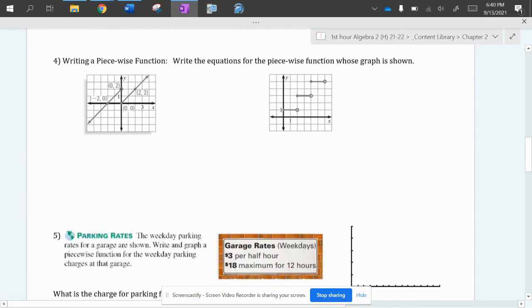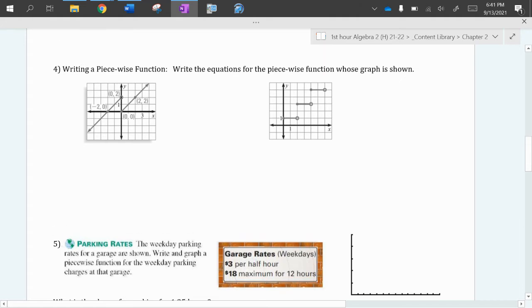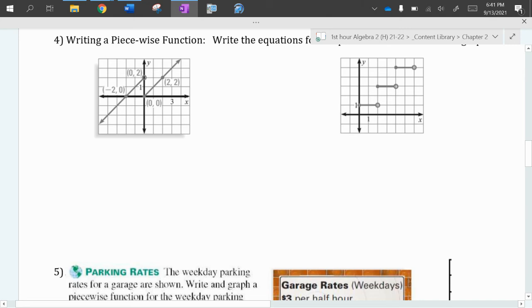So the next thing we're going to do is write a piecewise function for the given graph. Okay, so let's start with this first one. It looks like the open circle and the closed circle are when x equals 0. So when I write my function, f of x equals, I know that one of the inequalities is when x is less than 0 because I see that open circle with the ray going to the left. And the other piece is going to be x is greater than or equal to 0 because I see a closed circle going to the right.